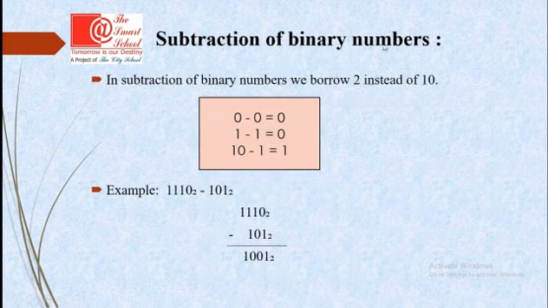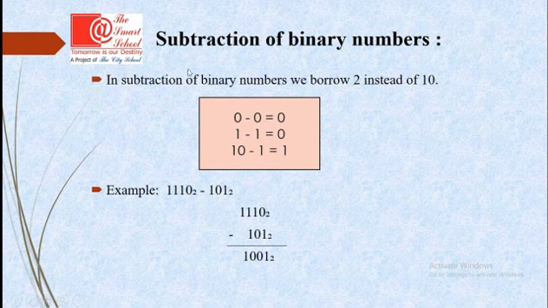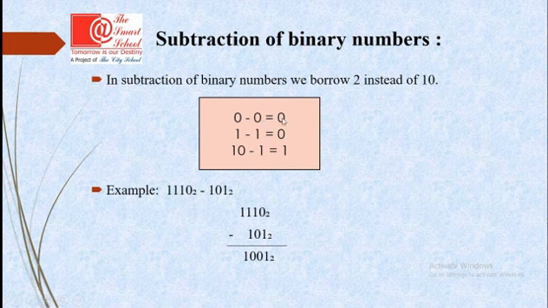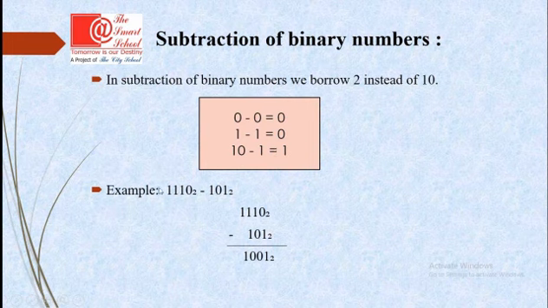Now the subtraction of binary numbers or base 2 numbers. In subtraction of binary numbers, we borrow 2 instead of 10. So 0 minus 0 is 0, 1 minus 1 is 0, and 10 minus 1 is 1. The example is 1110 base 2 minus 101 base 2. And we arrange these in vertical order.